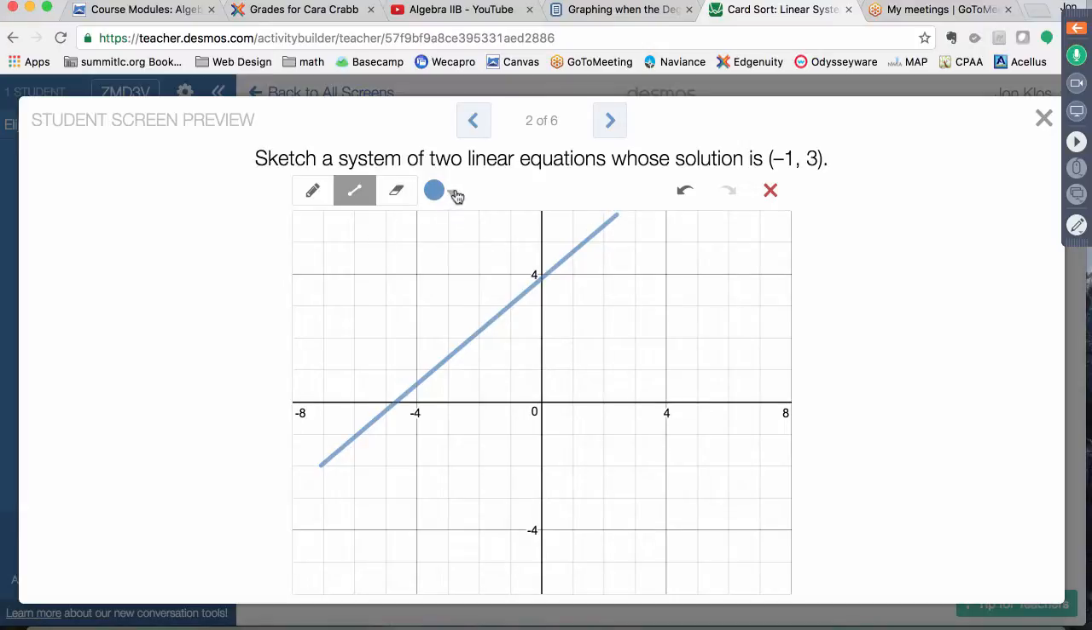There's one line. Let's change colors. Let's do green. And now I need to make a line that also intersects right there as well. Okay, there's my two lines, a system of two linear equations whose solution is right there, -1 and 3.